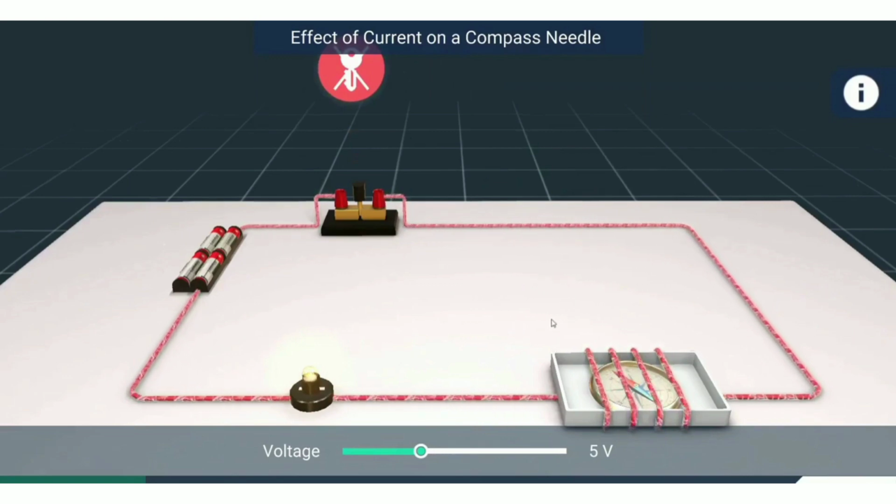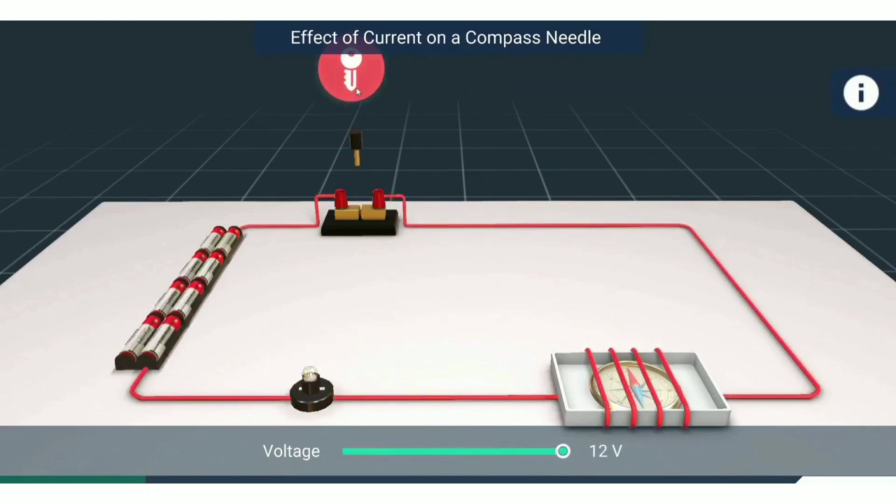Then switch off the circuit. We can see that the compass needle comes back to its initial position. Repeat the experiment a few times. We know that the needle of a compass is a tiny magnet which points in the north-south direction and will be affected by any magnetic field around it.